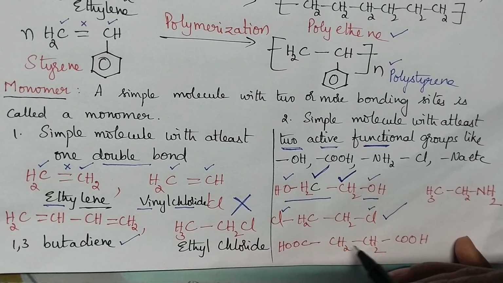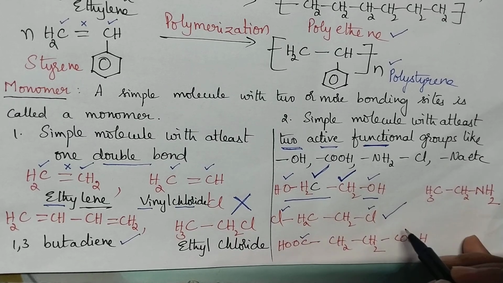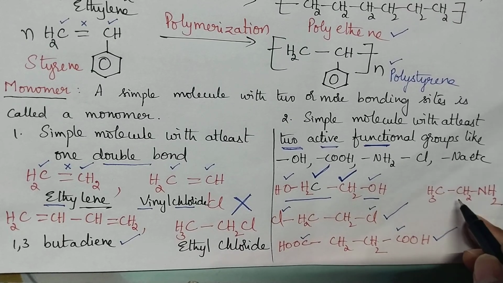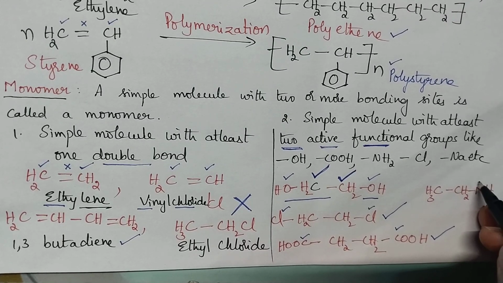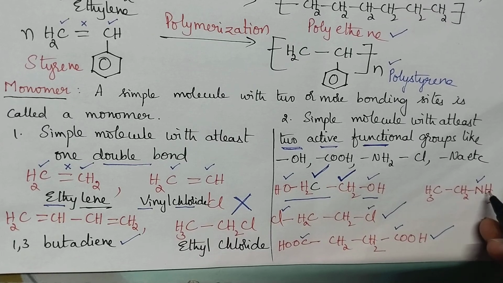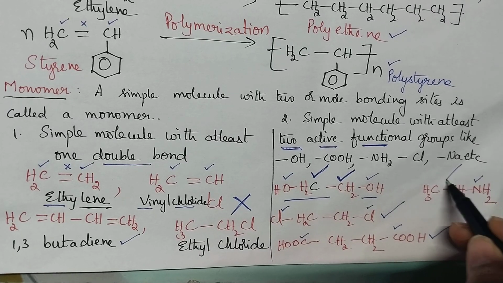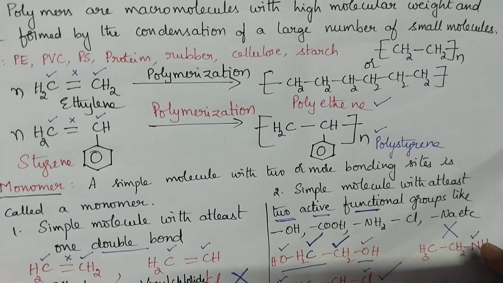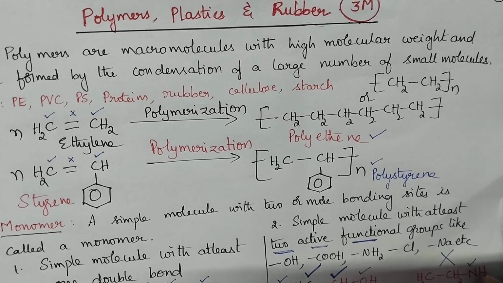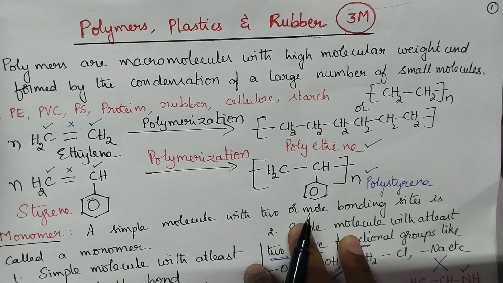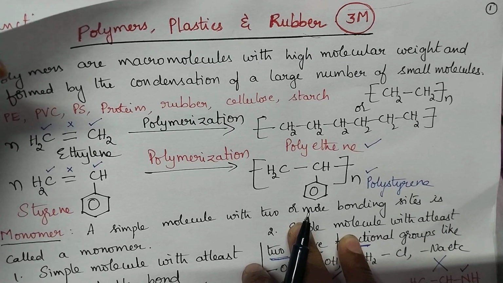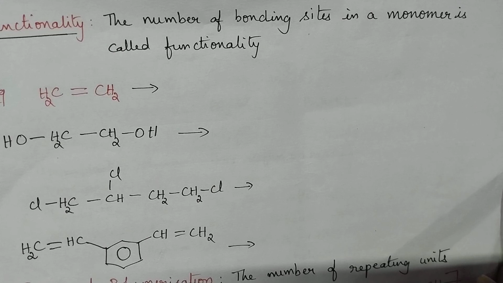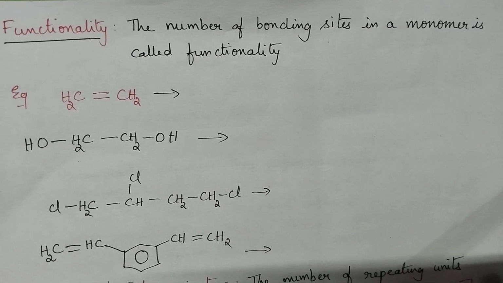And coming to the diacid, here also two active functional groups are present and hence it can act as a monomer. But coming to the ethylamine, it is having only one active functional group, so it cannot act as a monomer. Is it clear about the monomers, students? So how to define a monomer? A monomer should contain at least two bonding sites. Then only that molecule will be called a monomer.